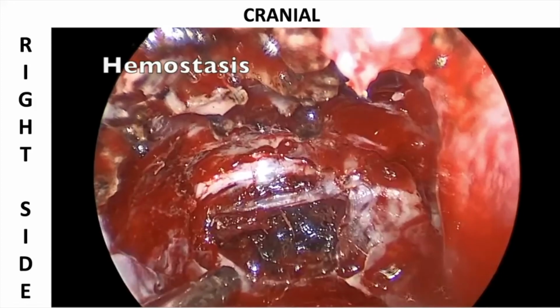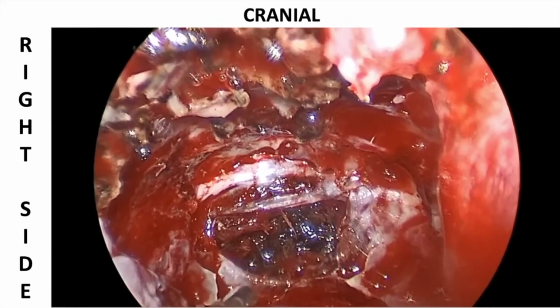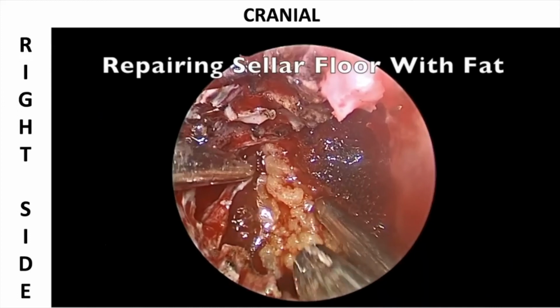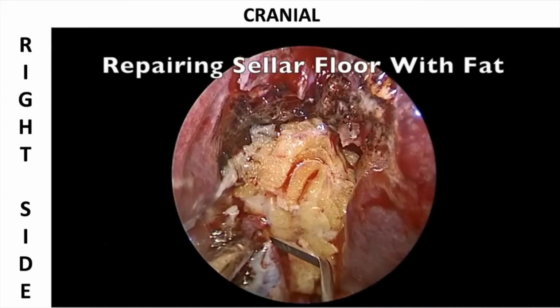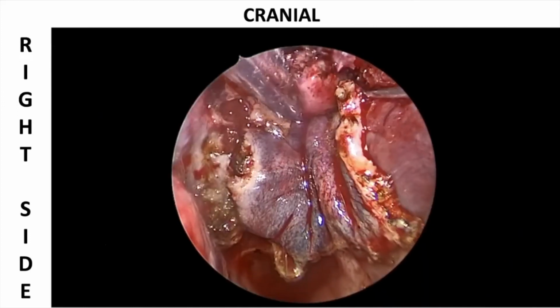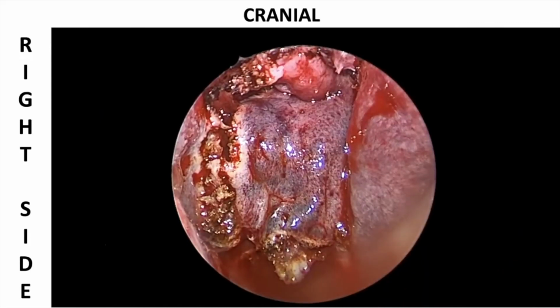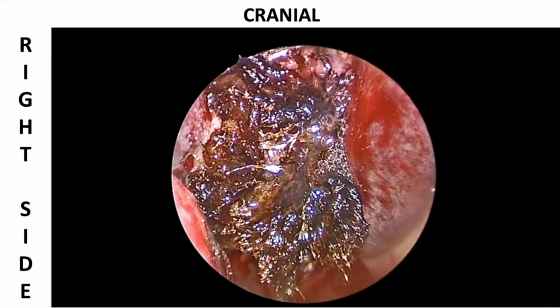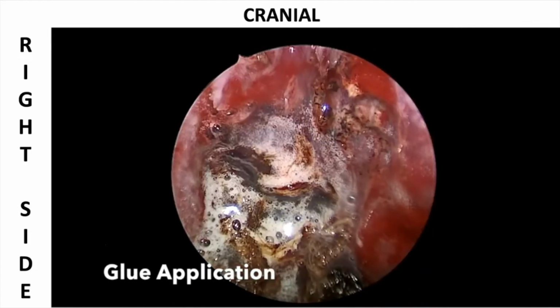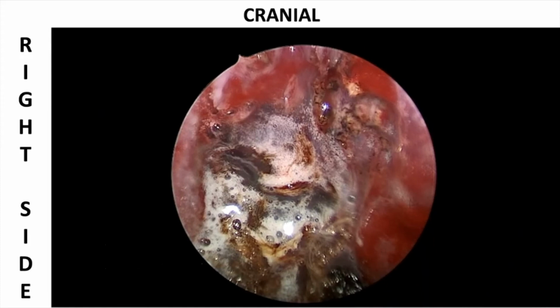And after achieving a good hemostasis, one should place a little bit of fat so that empty sella syndrome can be avoided. And then the vascularized flap has been put and then stabilized with the fibrin glue.